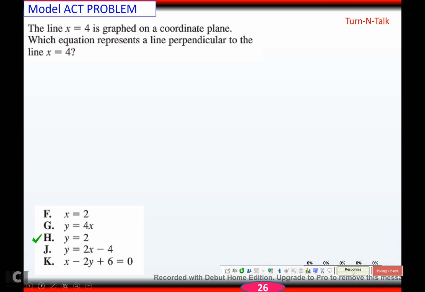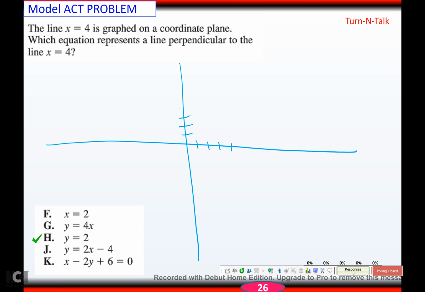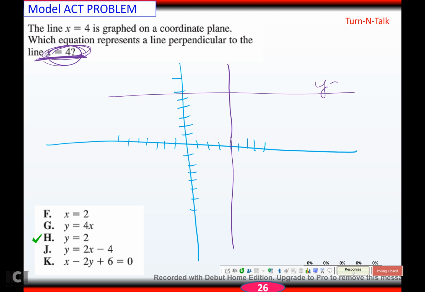Alright, so it says the line x = 4. It'll be 1, 2, 3, it'll be a vertical line through 4. And they want a line that's perpendicular to that. Well, this is a vertical line because it only has an x in it. The only thing perpendicular to a vertical line would be a horizontal line, and horizontal lines don't have an x in them. They just have a y in them.